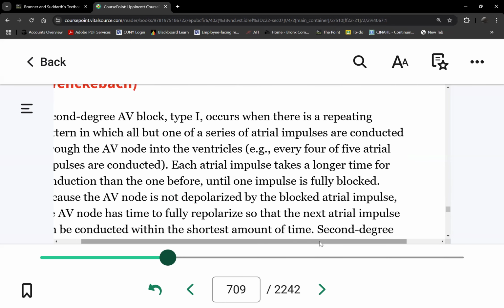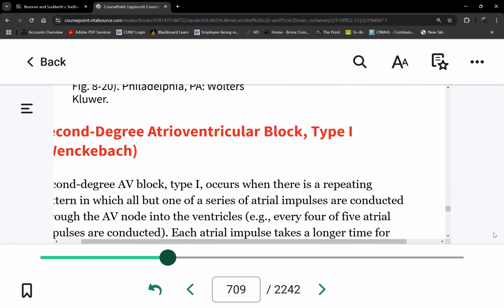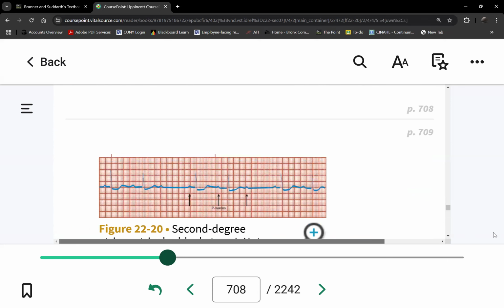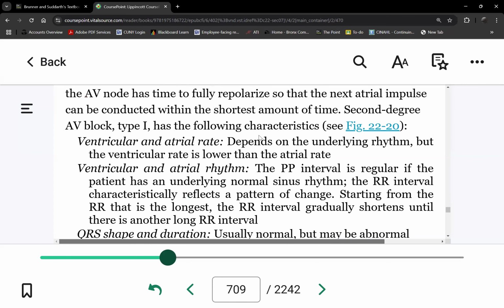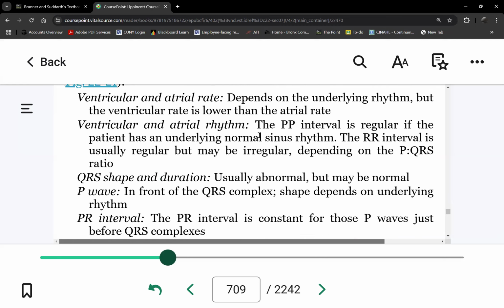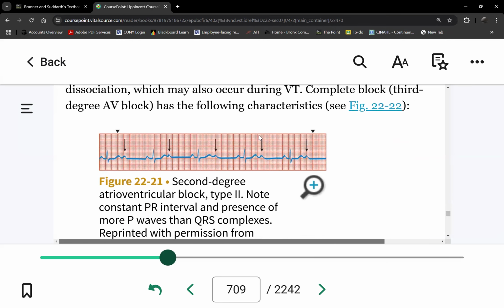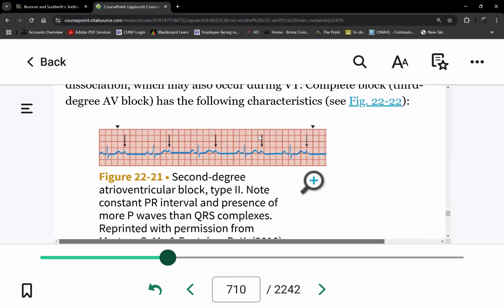Okay, in type 1, you're not losing that many QRSTs. You only see a few missing. But in second degree type 2, how many are you missing? A lot. Every other beat is missing a QRST. So the heart rate here is in the 30s or in the low 40s. Is that compatible with life? No.